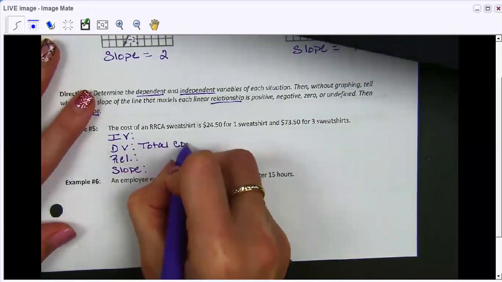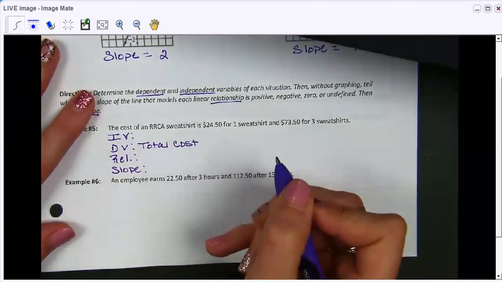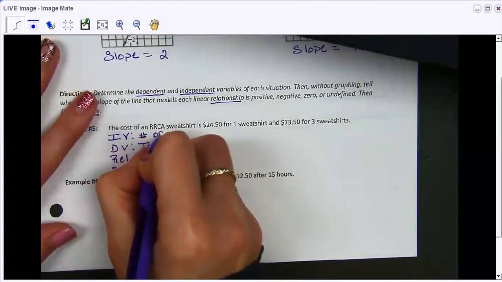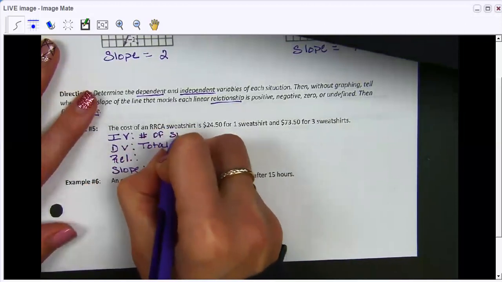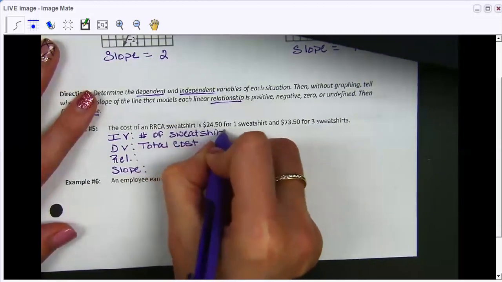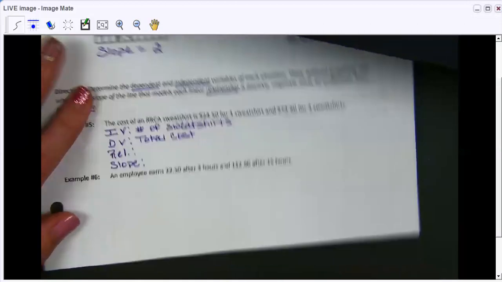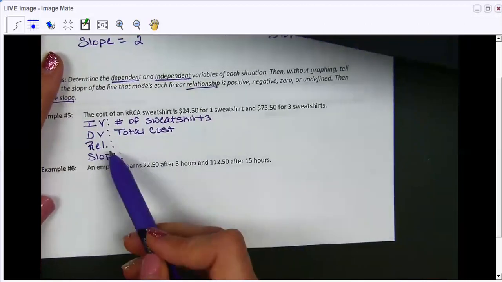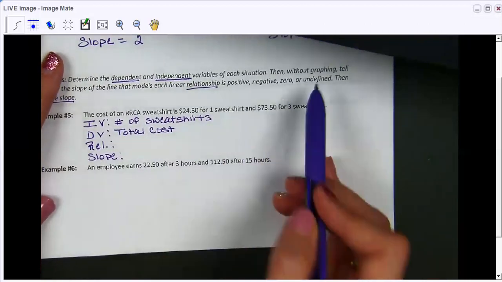And what does the total cost depend on? The number of sweatshirts. So that would be your independent. Okay, so that was easy. We got 2 down. Now, how can we tell what the relationship is if it's positive, negative, 0, or undefined?